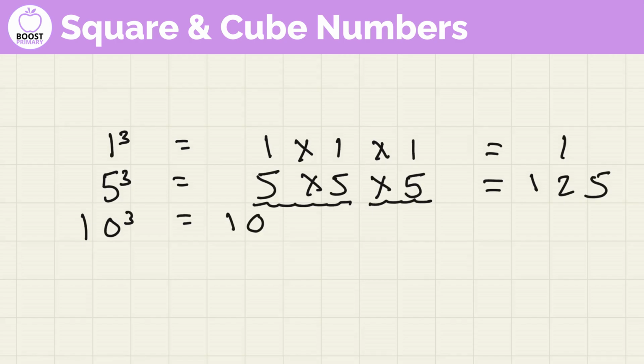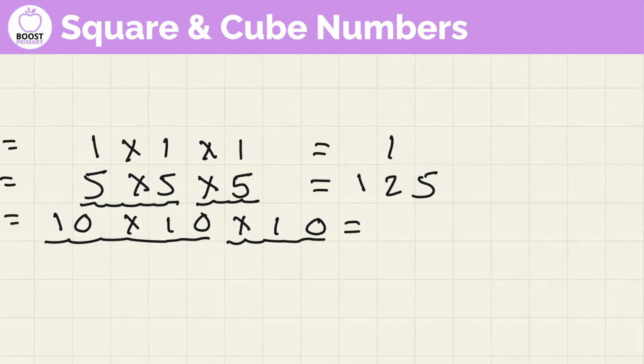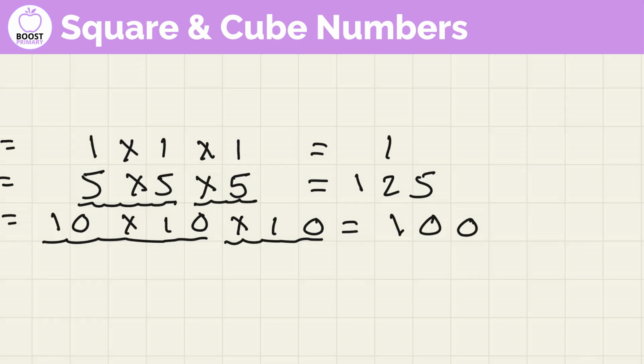10 cubed means 10 times 10 times by 10. 10 times 10 is 100. Times that by 10 again, and your answer is 1000.